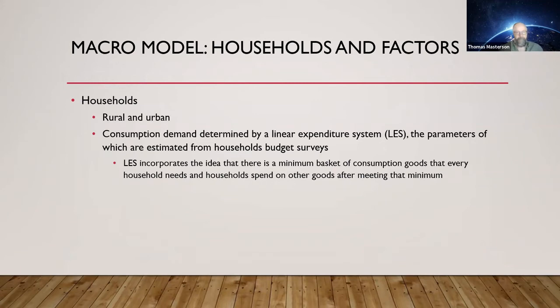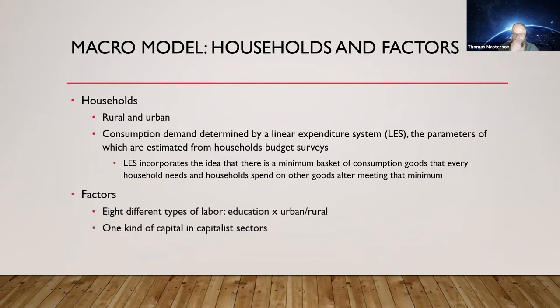And then there are the factors of production that I mentioned before. There are 8 different kinds of labor, by education and urban versus rural. And then there's one kind of capital in capitalist sectors. So who says you can't aggregate capital? Those are the factors in both of the SAMs that we're going to use.